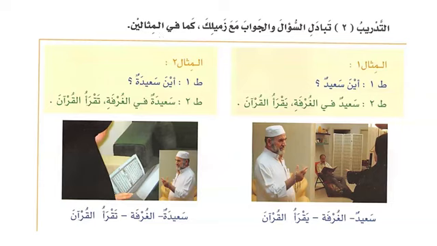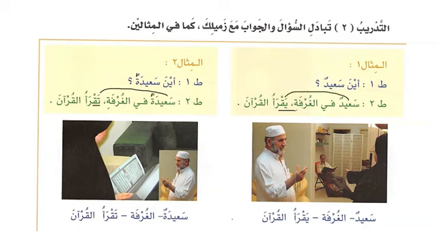And now we will practice about the feminine. أين سعيد? سعيد في الغرفة يقرأ القرآن. So here the present tense again. When you talk about Sa'id, you will say يقرأ القرآن. He is reading the Quran. And when you say أين سعيدة? Where is سعيدة? So you say سعيدة في الغرفة تقرأ القرآن. Very important. So when you talk about سعيدة, you will say تقرأ القرآن. When you talk about سعيد, you will say يقرأ القرآن.